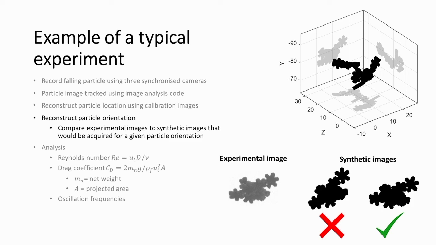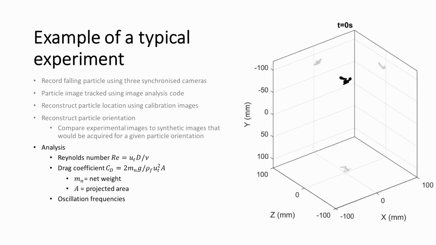So it's quite computationally expensive, but what we end up with is data that looks a little bit like this. We can see particles that rotate as they fall, and we have a complete description of its movement. Using this kind of data, we can investigate characteristic features like its Reynolds number, its drag coefficient, and any kind of periodic or oscillating motions that it goes through.